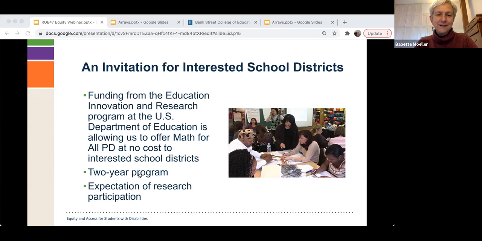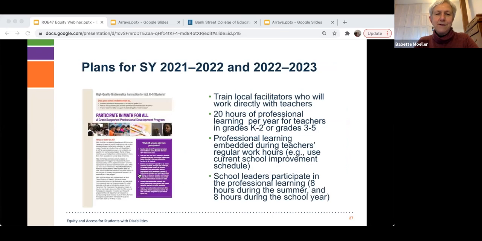And then next slide. We have a flyer that describes all of this. We're happy to share that with you. We also have a website that has more information about this.